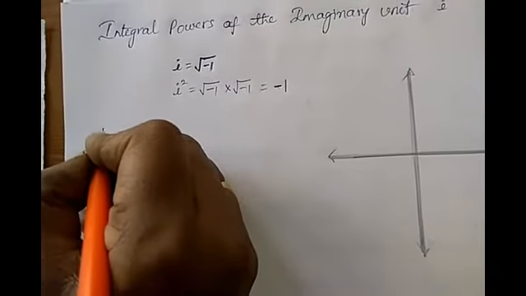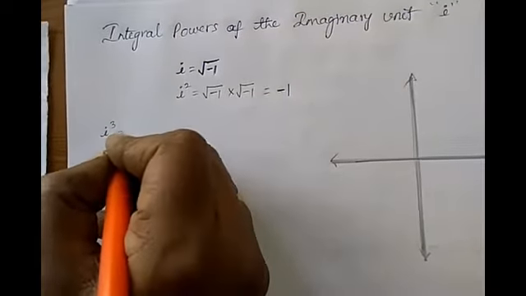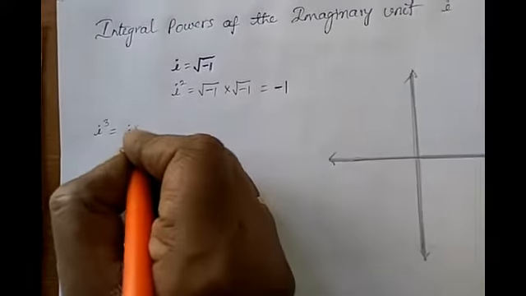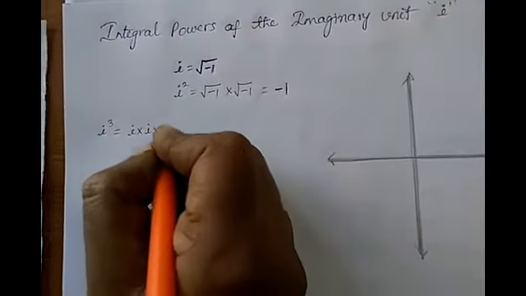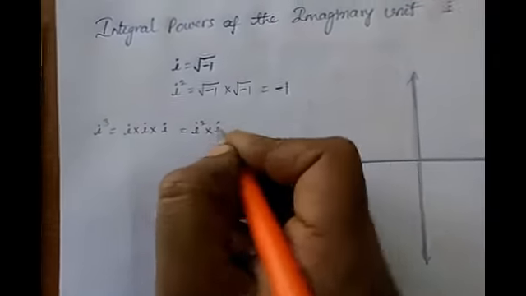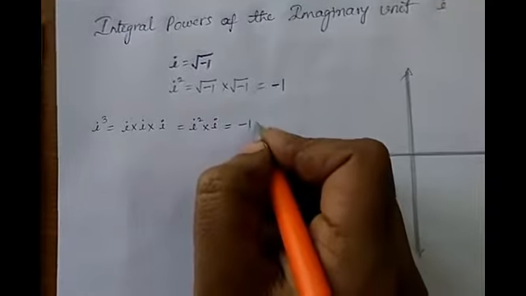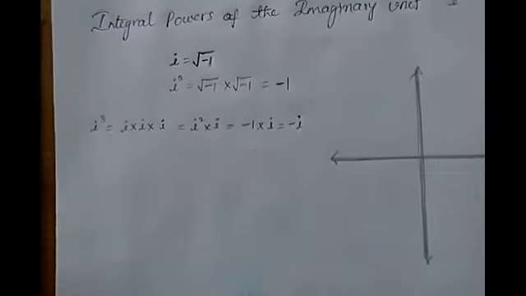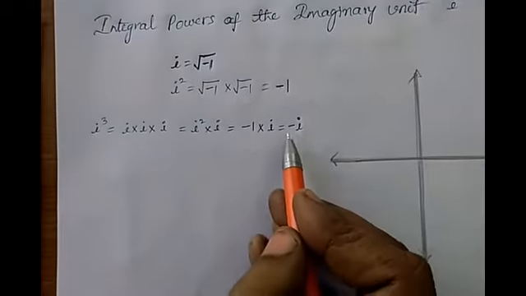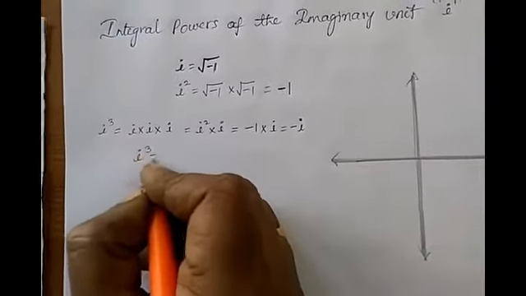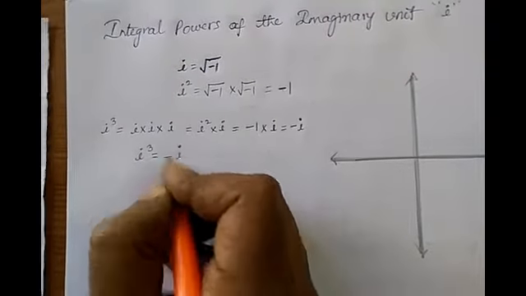If n is equal to 3, that means i cubed. What is the value of i cubed? i cubed means i into i into i, that is equal to i squared into i. What is the value of i squared? -1 into i, that is equal to minus i. Therefore, i cubed equals minus i.